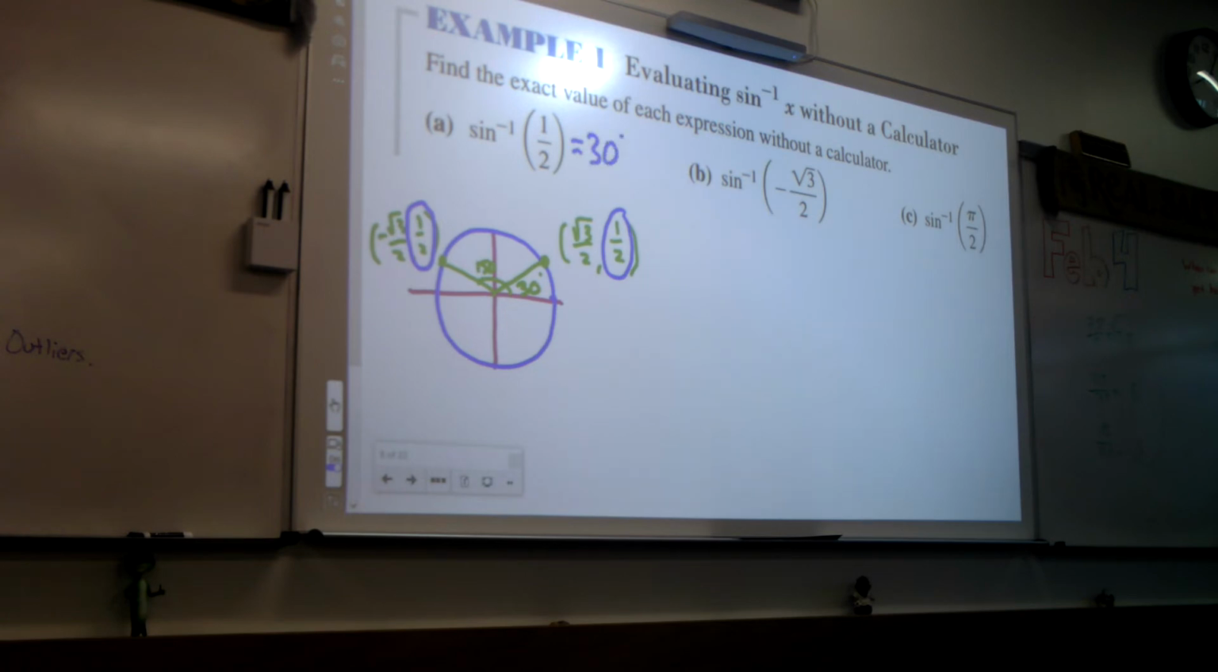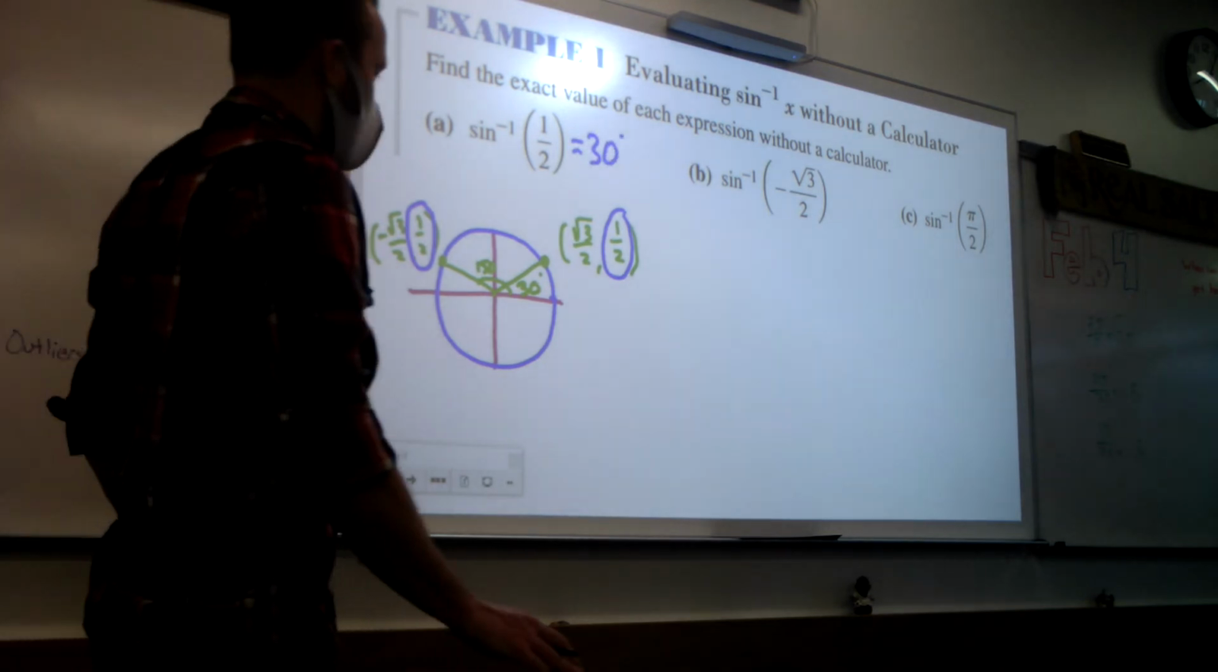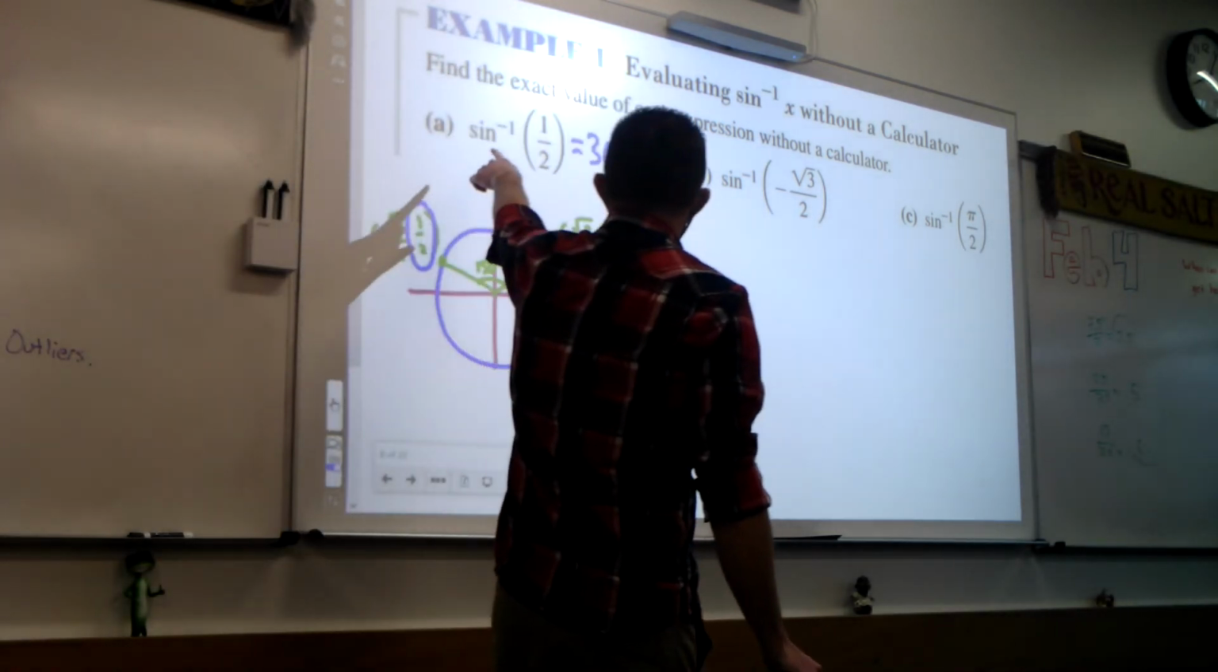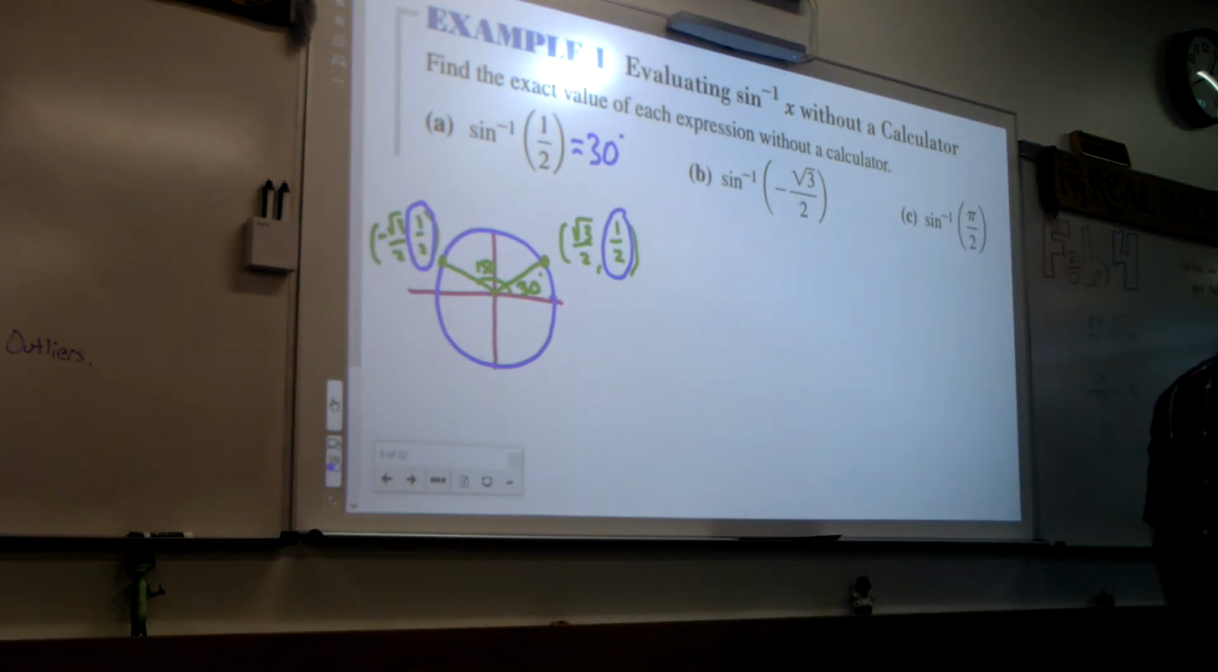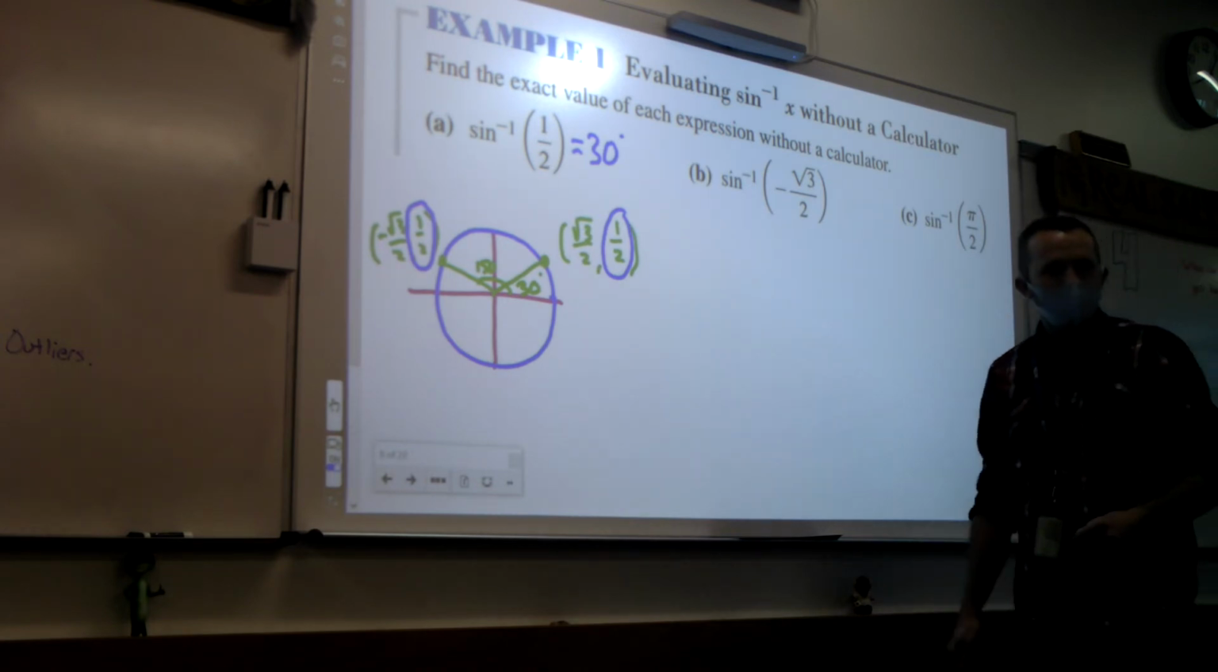Now what you're going to do to check this is you're going to go on your calculator and put in sine to the negative 1 of 1 over 2. Make sure your mode is in degrees, because if you're in radians, you're going to get weird answers, okay? Did you get 30? Okay, cool, that's how it works.